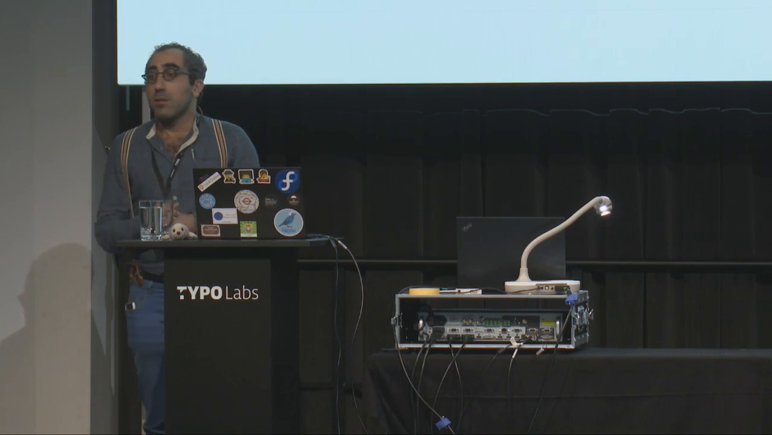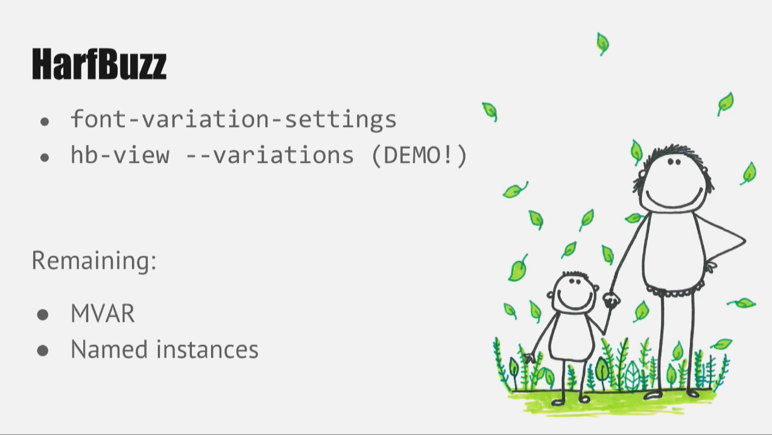HarfBuzz, so we had the core of the technology ready at TYPO already. That's what I was demoing. That's what goes into font-variation-settings. Maybe more useful for the audience here, HBView now supports dash variations, and I can demo that. So anytime you see this capital demo bang, if I forget to demo, just shout.